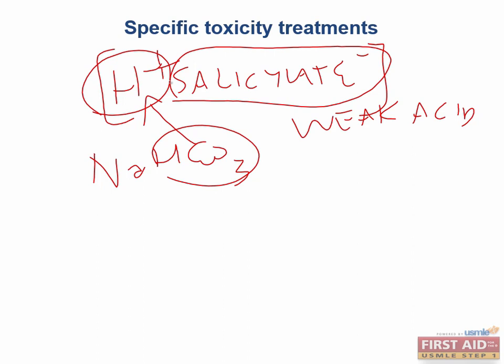Remember that charged molecules cannot cross renal tubular epithelial cell membranes, so the salicylate is going to be stuck, bound to water, and eliminated in the urine.